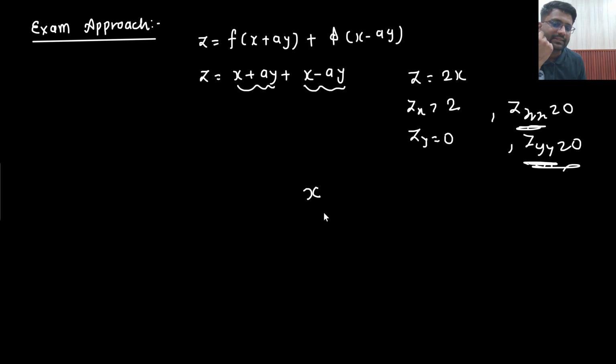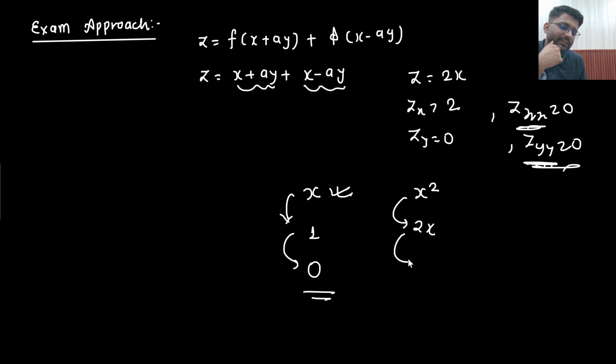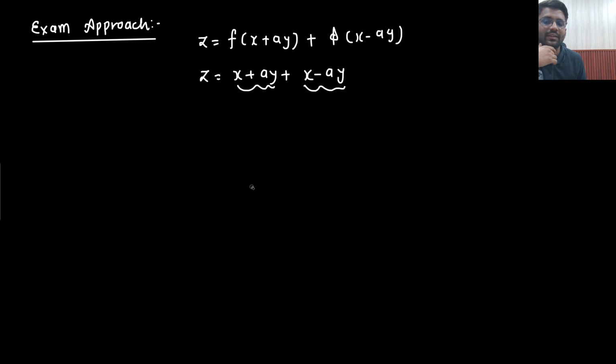Let's say there is x. If I differentiate it one time, I get 1, and differentiating again, I get 0. So double differentiation gives 0 if it is a linear function. But if it was x square, the first differentiation gives 2x and the second gives 2, a constant value. So I need to take a non-linear function. What I mean is that I will assume my z in this manner.